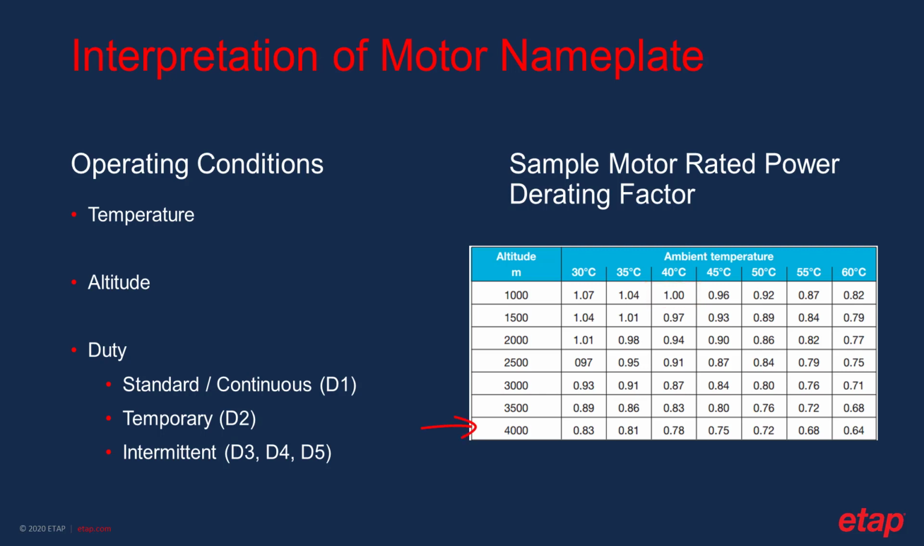But if you increase the altitude or increase the temperature, you would see that the multiplication factor becomes less than 1. This means that the motor mechanical power output or the full load current that you can take out of this motor will be reduced, and this needs to be considered in overload protection of the motor.